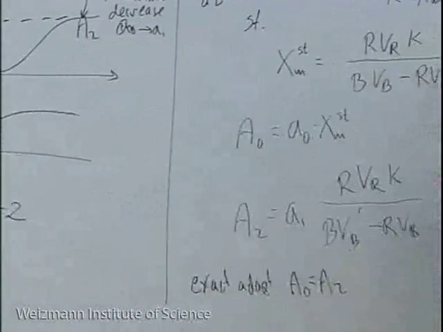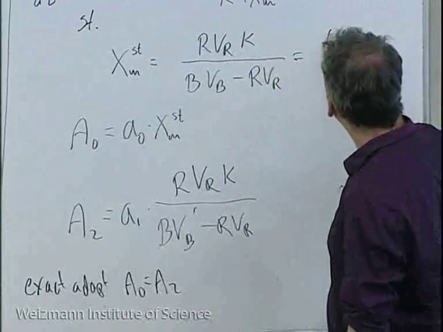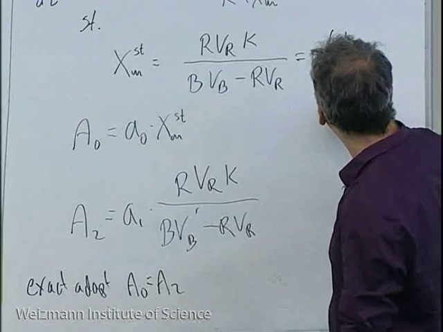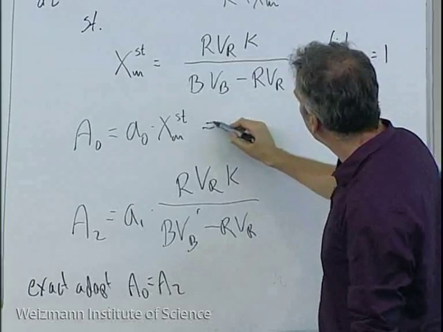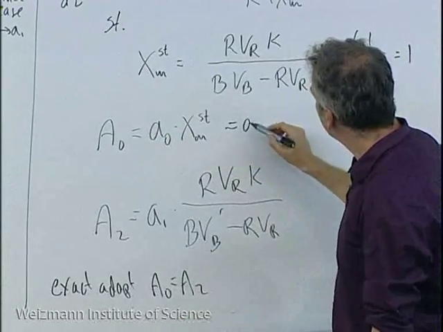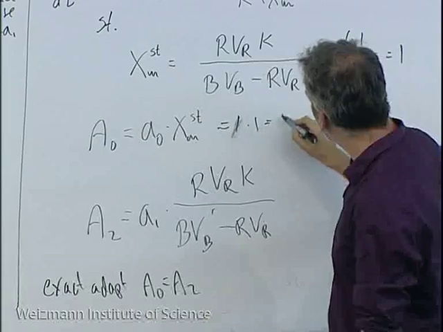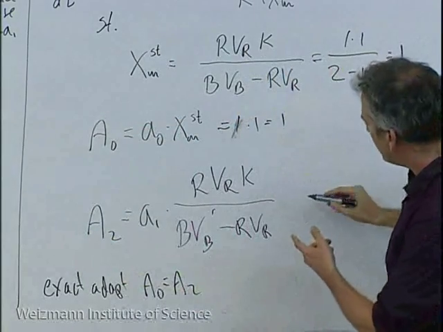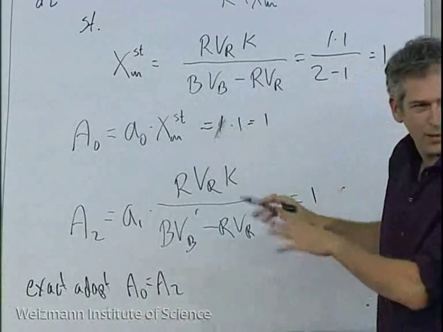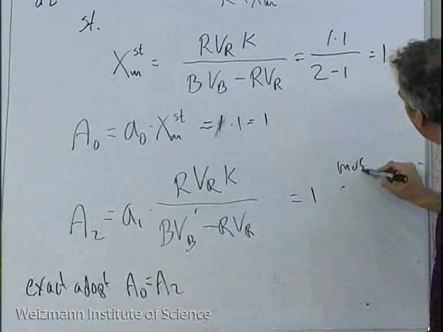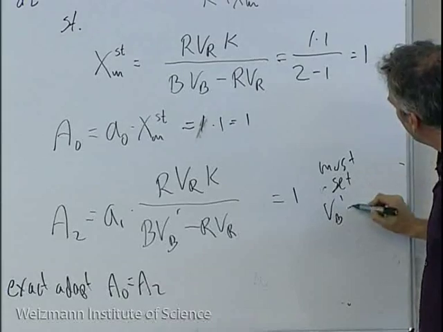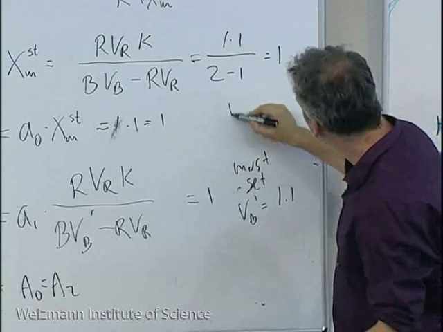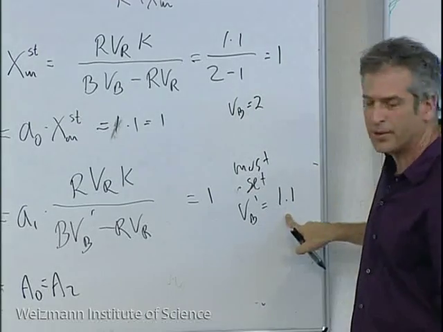So what do we have here? It's 1 times 1 divided by 2 minus 1. This equals 1. So our initial steady state is 1. This A0 times 1 is 1. So that's 1 tumble per second, etc. Now, in order to keep this 1, I keep everything the same. I must set VB prime, as I calculated before, to 1.1. So it goes down from 2. It has to go down to 1.1.